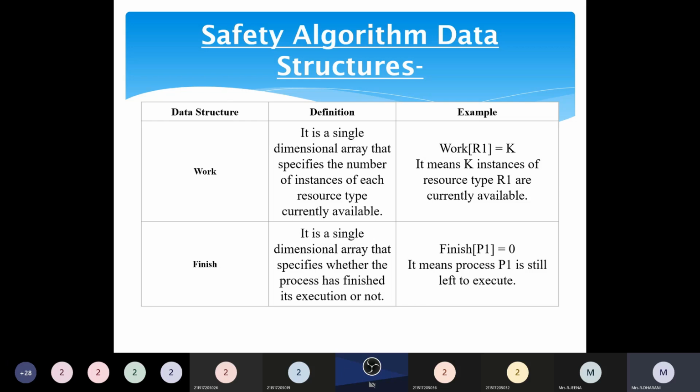So this is the representation of the work data structure. Work of R1 is equal to K. It means K instances of resource type R1 are currently available. Finish is a single-dimensional array that specifies whether the process has finished its execution or not. So finish of P1 is equal to 0. It means process P1 is still left to execute.